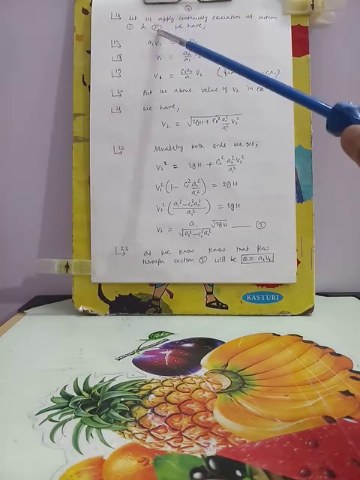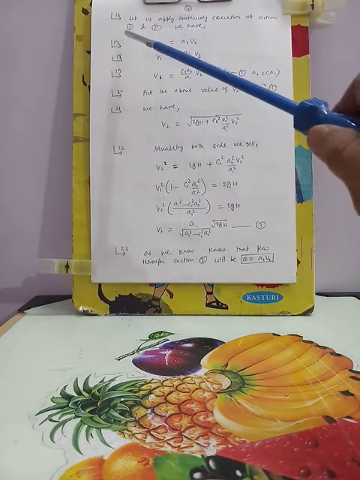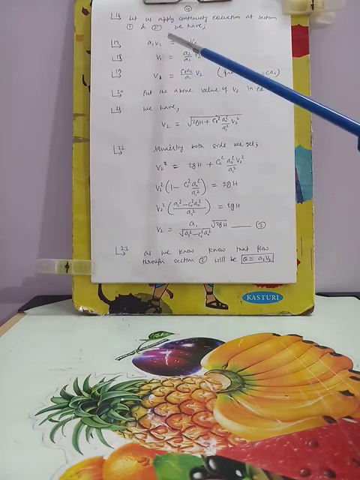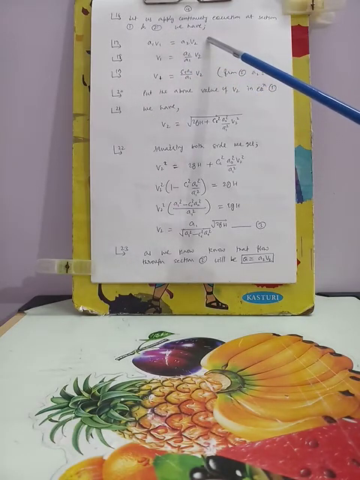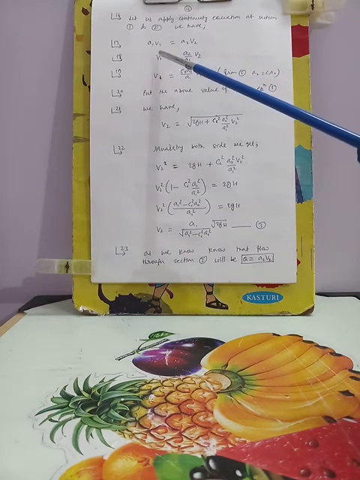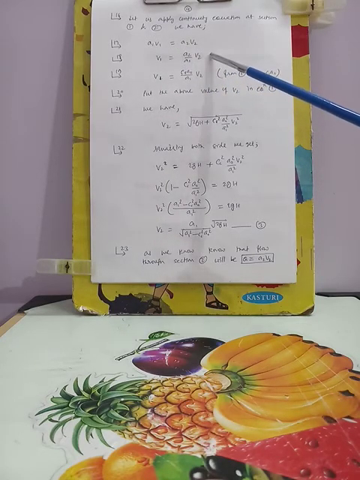Now let us apply the continuity equation at section 1 and 2. We will get A1 V1 is equal to A2 V2. Separate the value of V1 from here. V1 we will get A2 by A1 into V2.